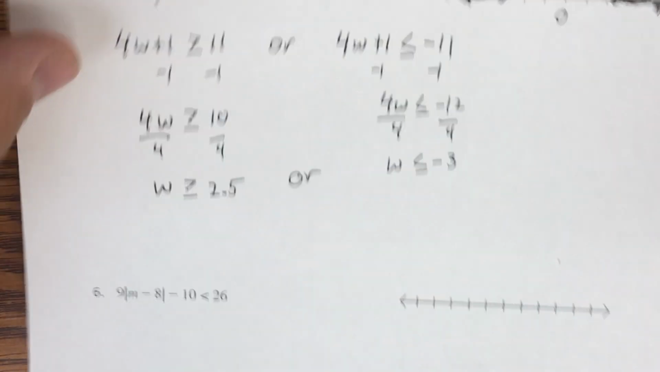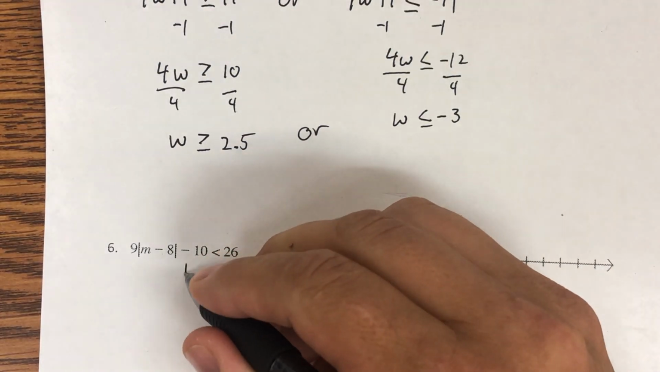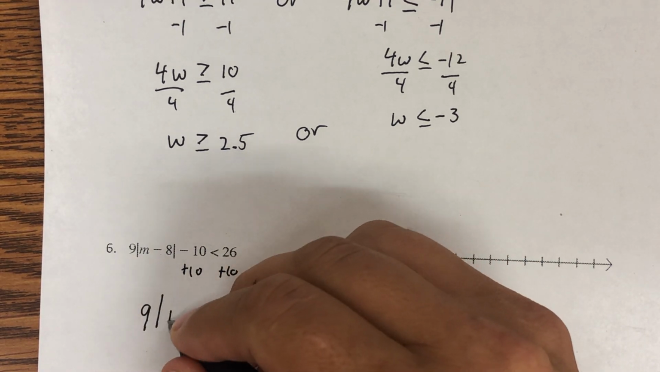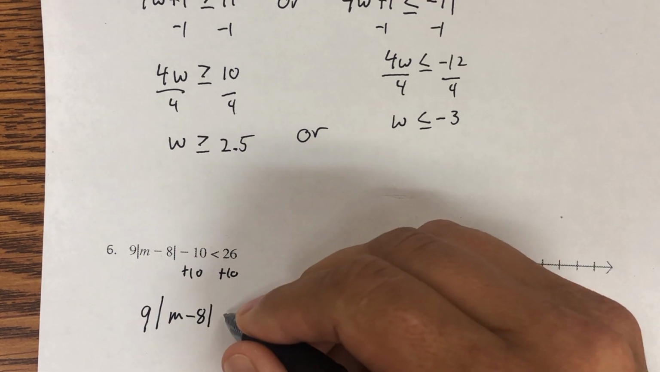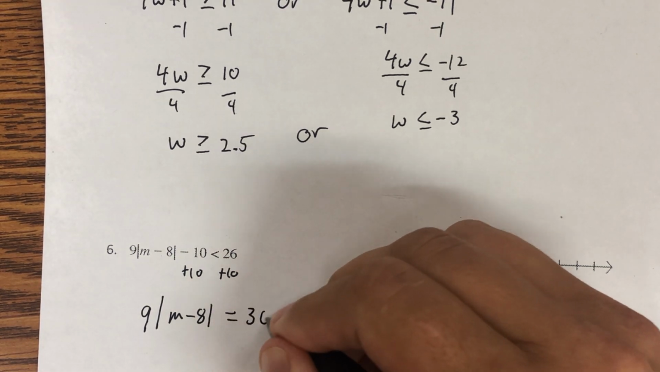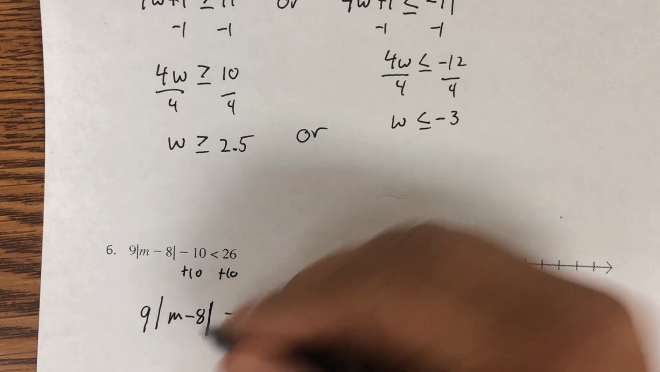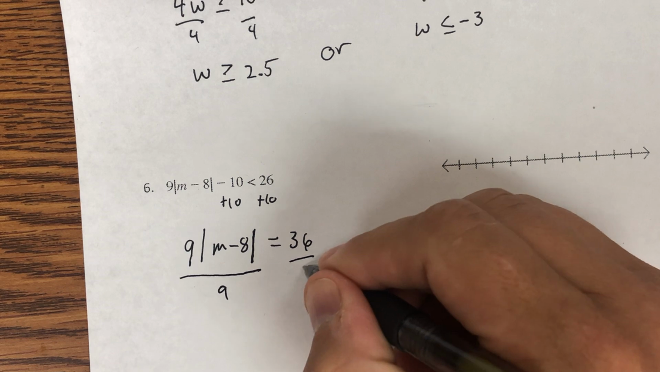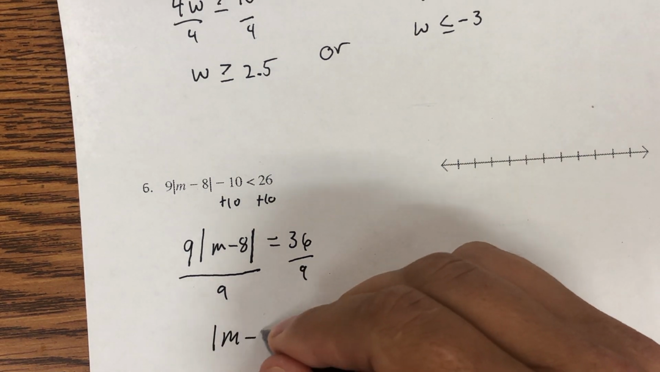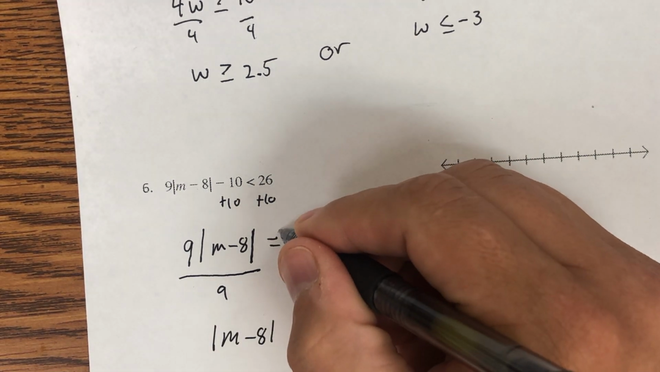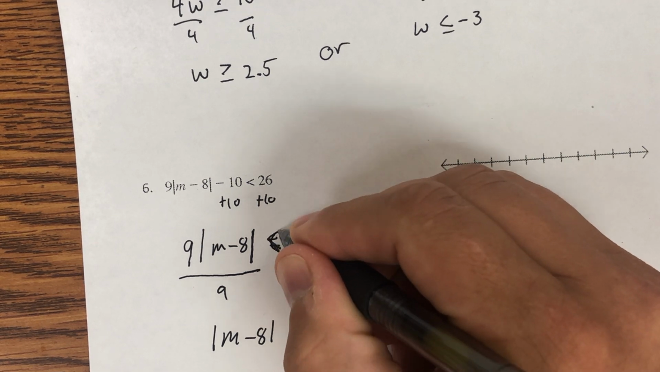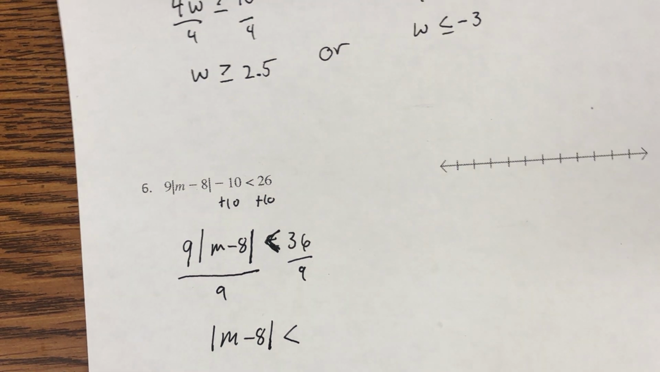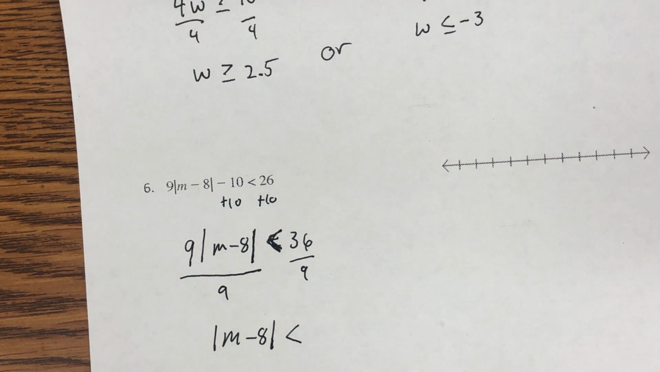Last example here. First step, add the 10. 9 times the absolute value of m minus 8 is equal to 36. We moved the 10 first, add and subtract before we multiply and divide. Now we can divide by 9 to undo the multiplication. Absolute value, m minus 8. Oh, I put an equal sign. That was a mistake. It was less than. Sorry about that. It is still less than. 36 divided by 9 is 4.